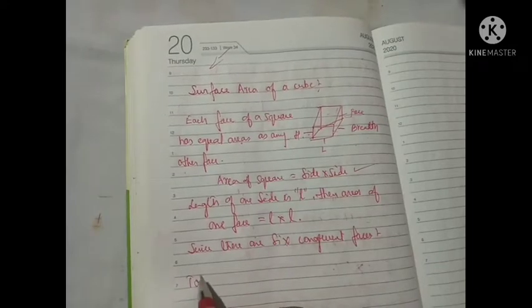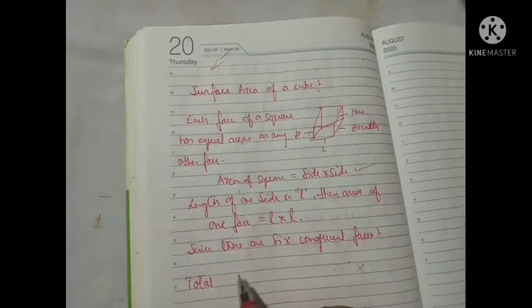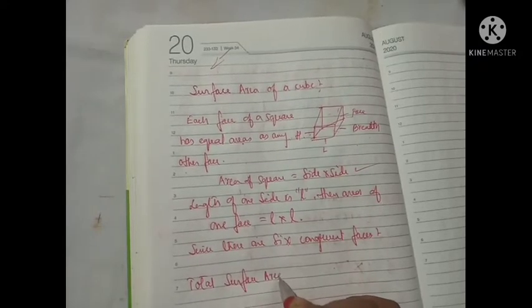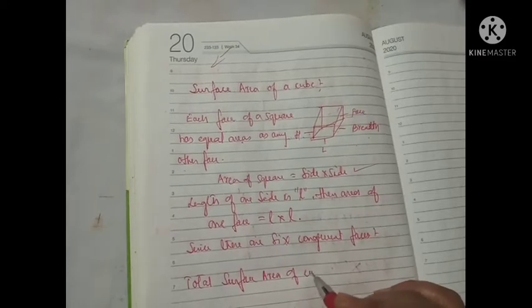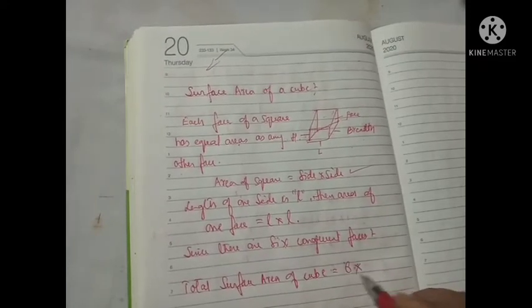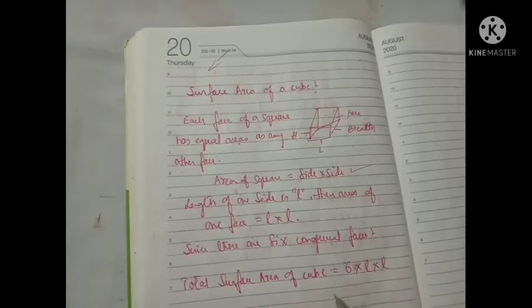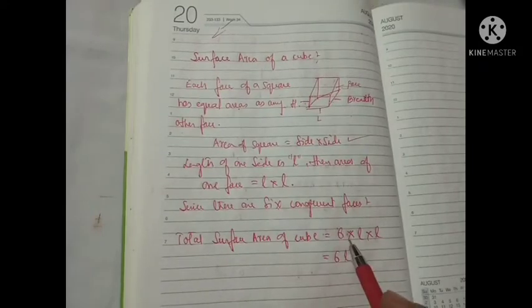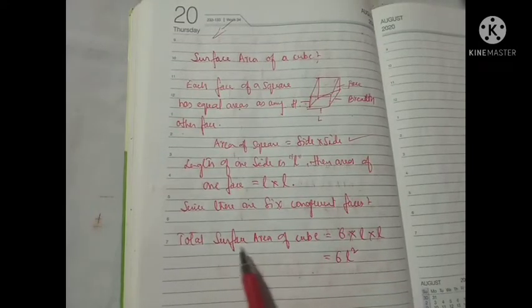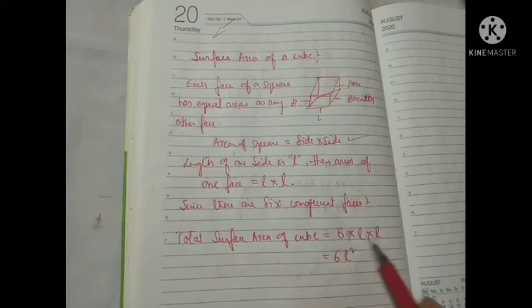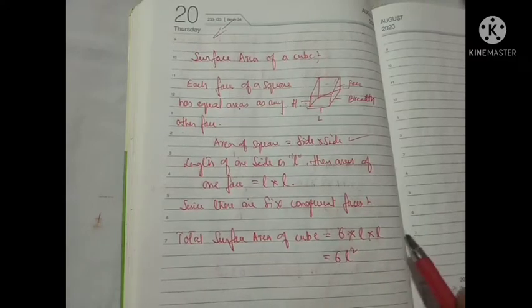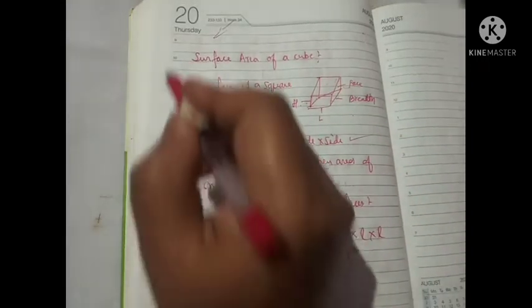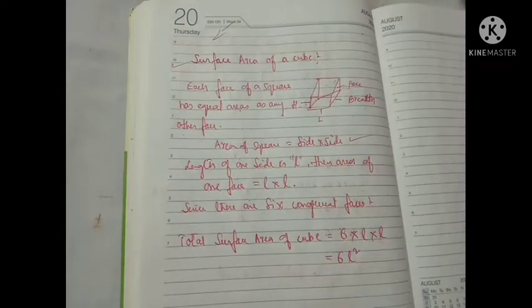Then the total surface area of a cube will become 6 into L into L. That means 6L squared. This will be the formula for total surface area of a cube. That is 6 into L into L, that means 6L squared, where L means the length of the edges. So this is the first one, surface area of a cube.